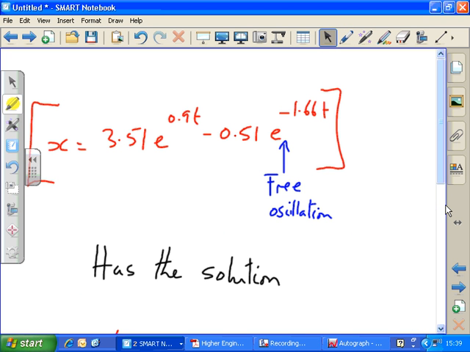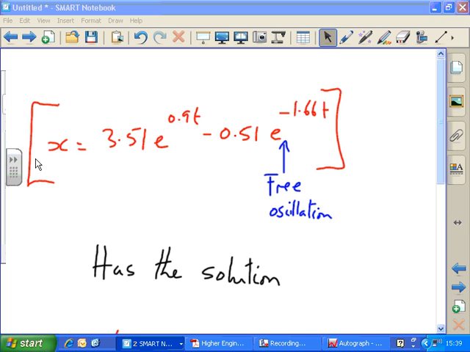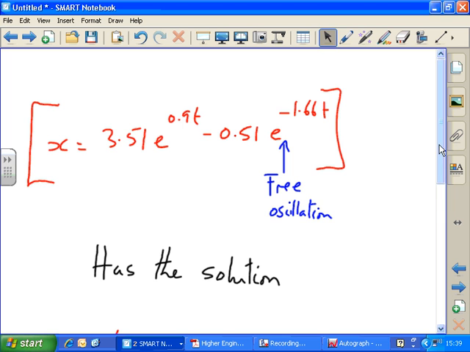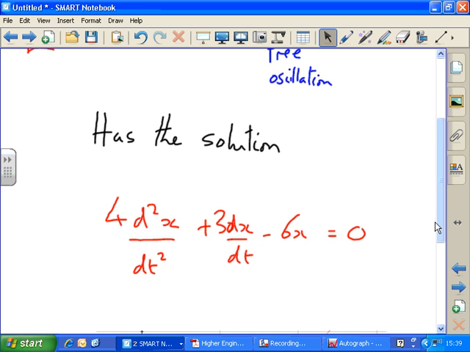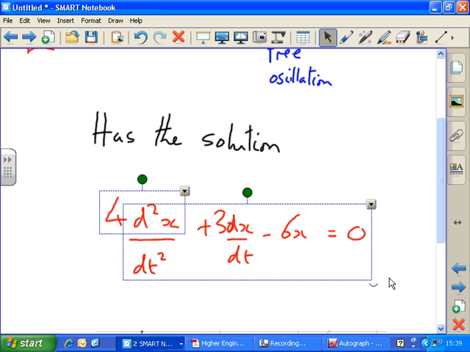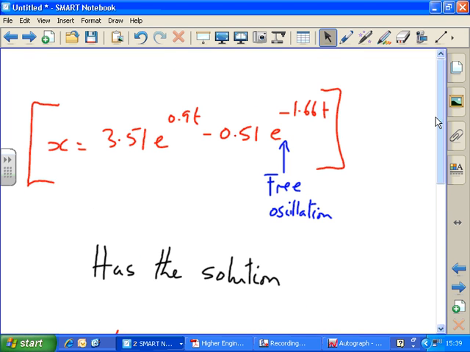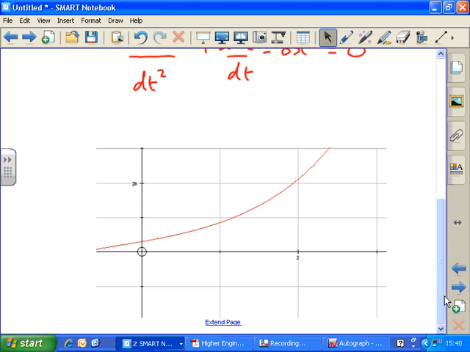So just to look at our solution, what we have here is a situation where the differential equation that we started off with, I brought it the wrong way around, has the solution x equals 3.51 e to the 0.9t minus 0.51 e to the minus 1.66t. And if we plot this, we get this. So it looks like if we're plotting displacement on the y-axis and time on the x-axis, that the displacement from 0 is actually increasing with time.